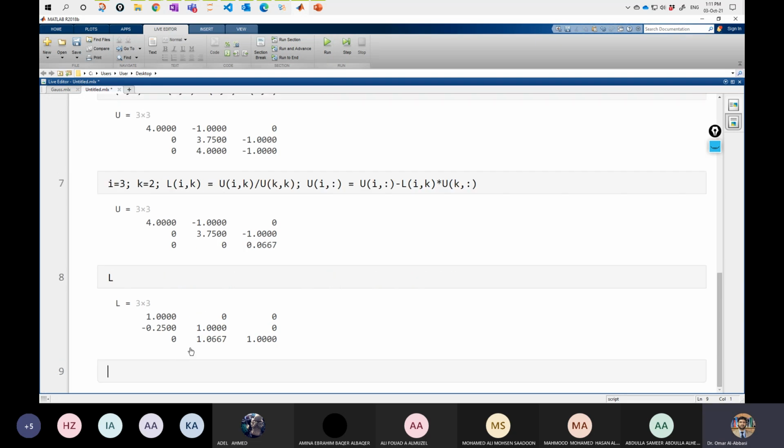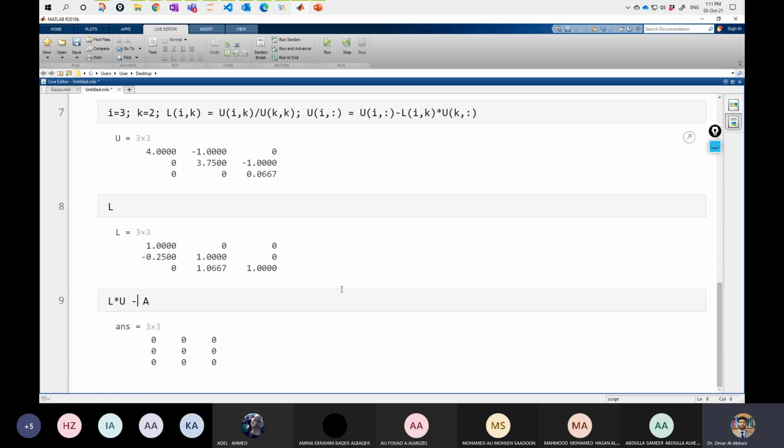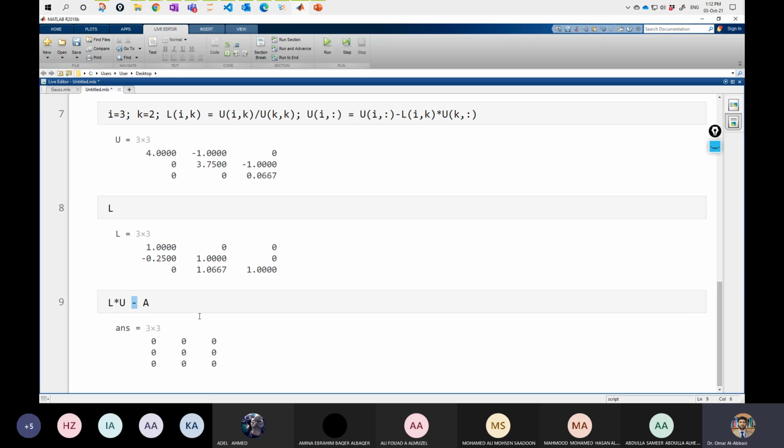This is the L matrix, where we have a lower triangular matrix. This is the lower triangular matrix, and that is the upper triangular matrix. For completeness, L times U should equal A. And to make sure that this is the case, just subtract them, and you will notice that we have zeros, which means yes, it equals A.